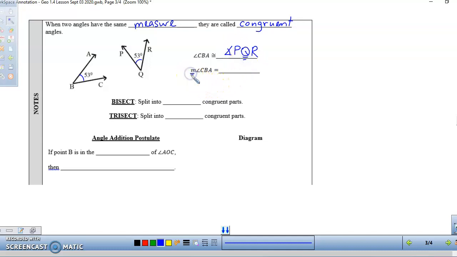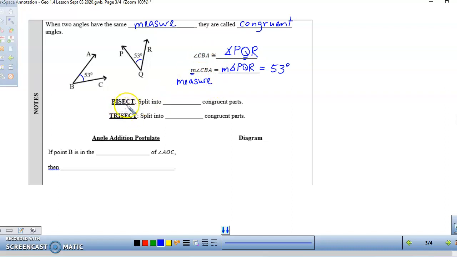Okay, there's also notation for the M in front. That M stands for measure. So the measures are equal, but the angles are congruent. And you'll get used to that notation, but you would say the measure of angle CBA is equal to the measure of angle PQR. And you could even say those both equal 53 degrees. So when you're just doing angles, you have to use the congruency symbol. When you're doing the measures, you use the equals symbol.